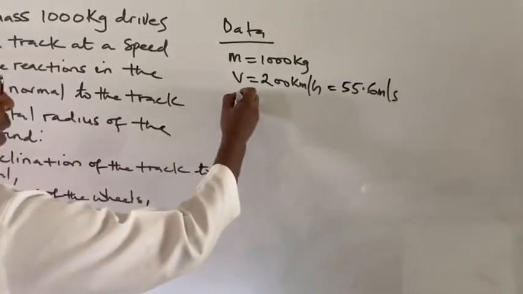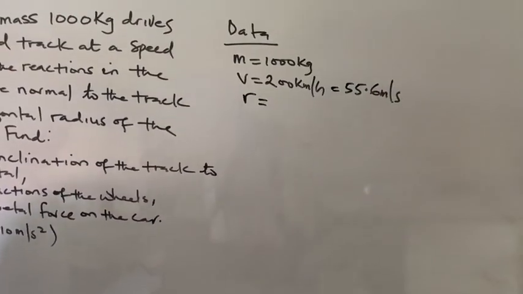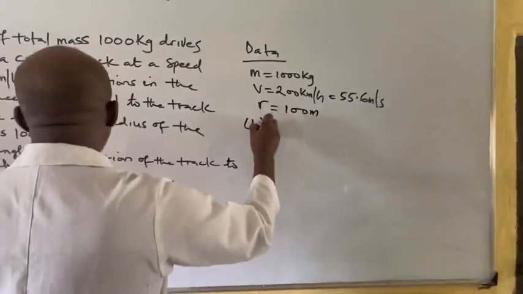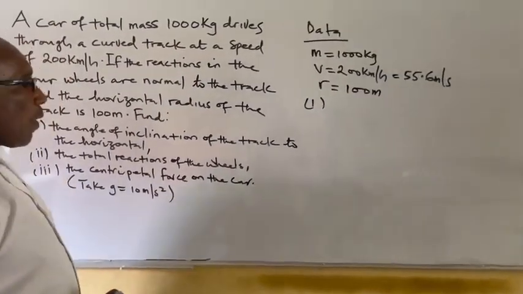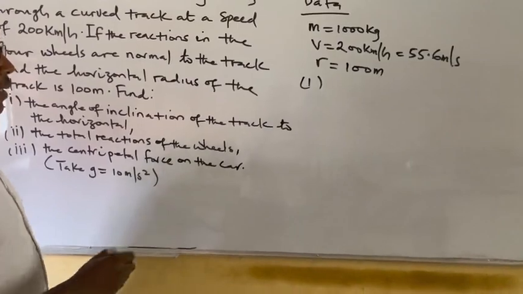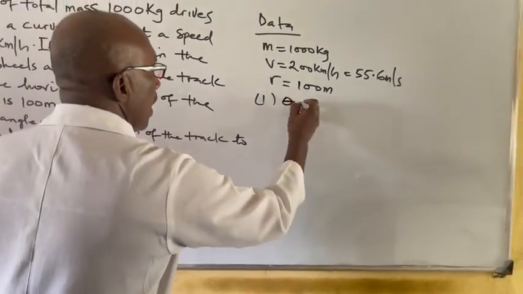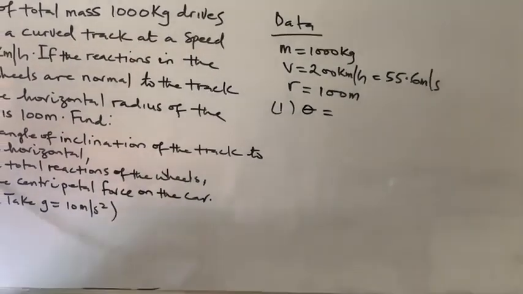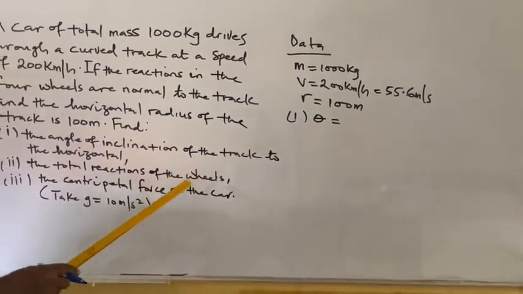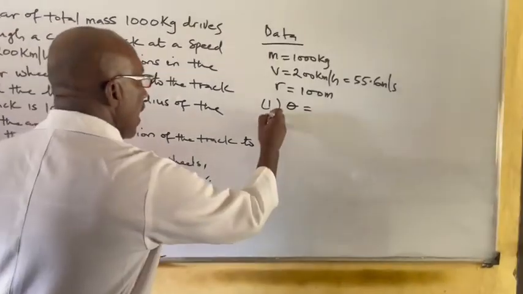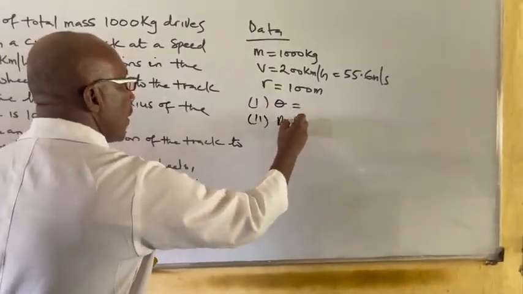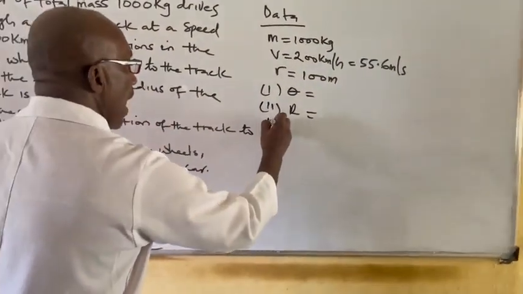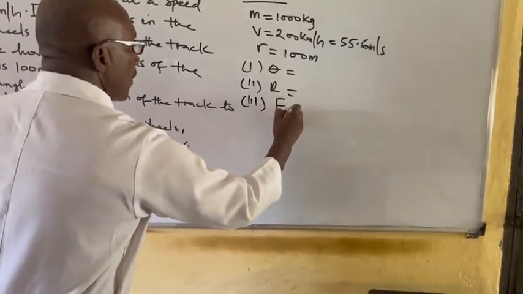What else do we know? We know the radius of the track. R is equal to 100 meters. Now, what are we asked to find? We are asked to find the angle of inclination of the track, which is theta. Theta is equal to, we want to know that. And then we are asked the reaction, that's two, the total reactions of the wheels. R is equal to. And then lastly, we have the centripetal force, three. F sub C is equal to.